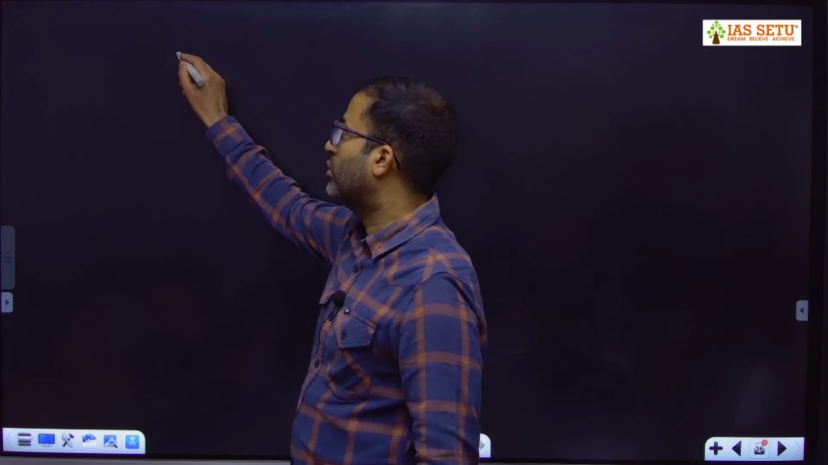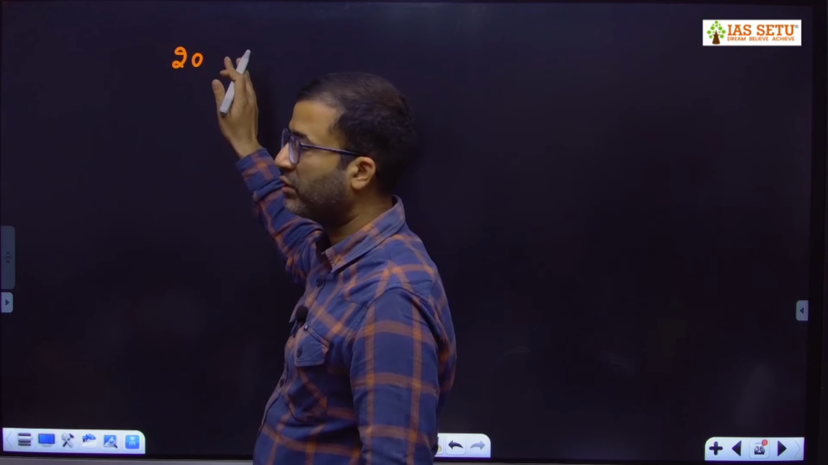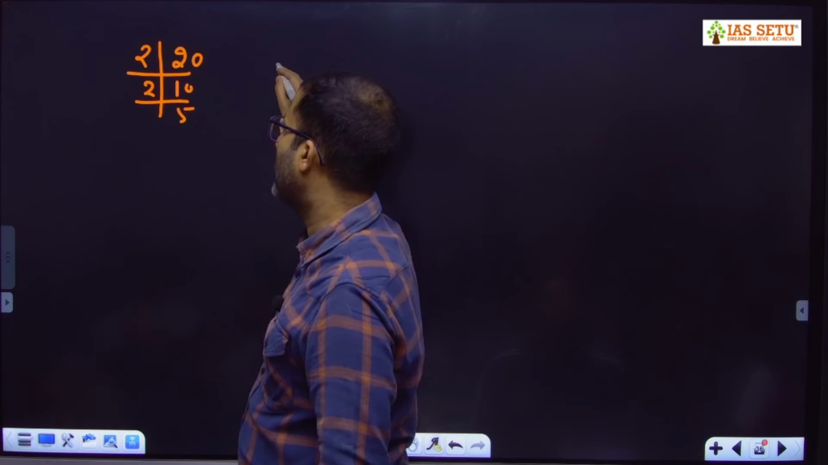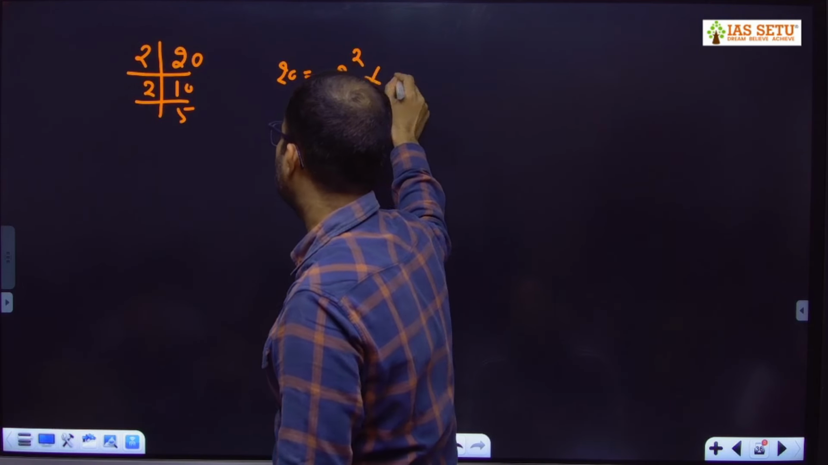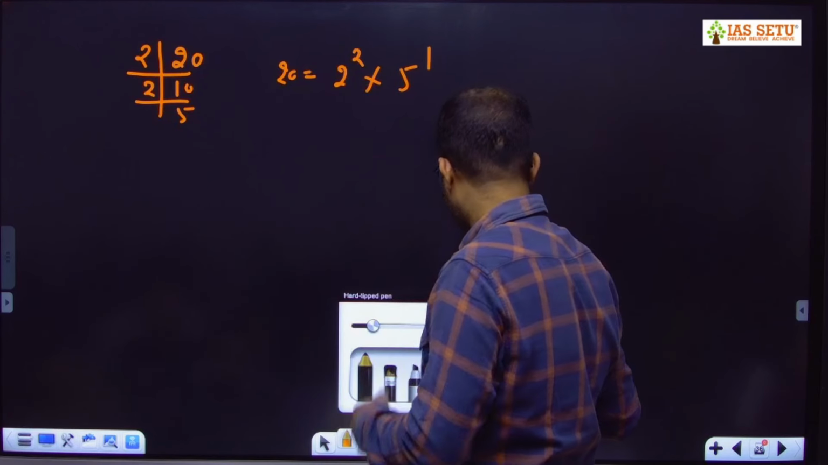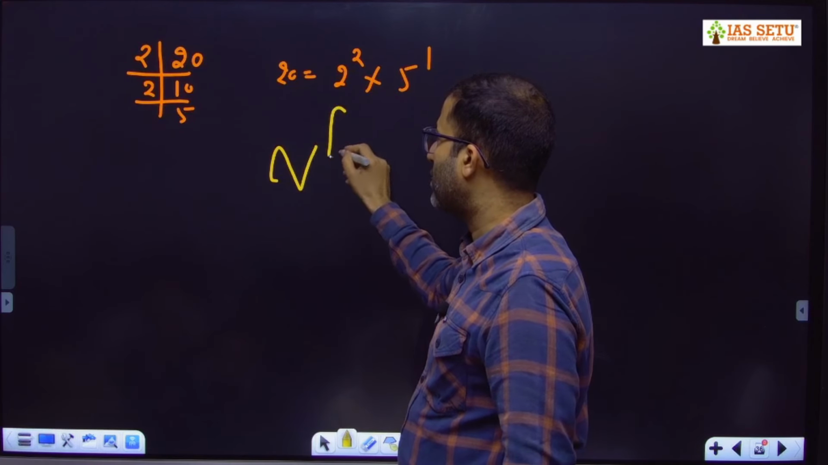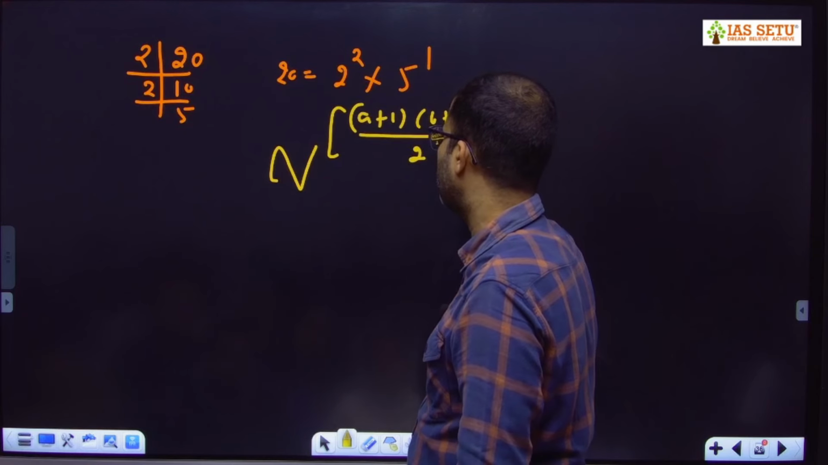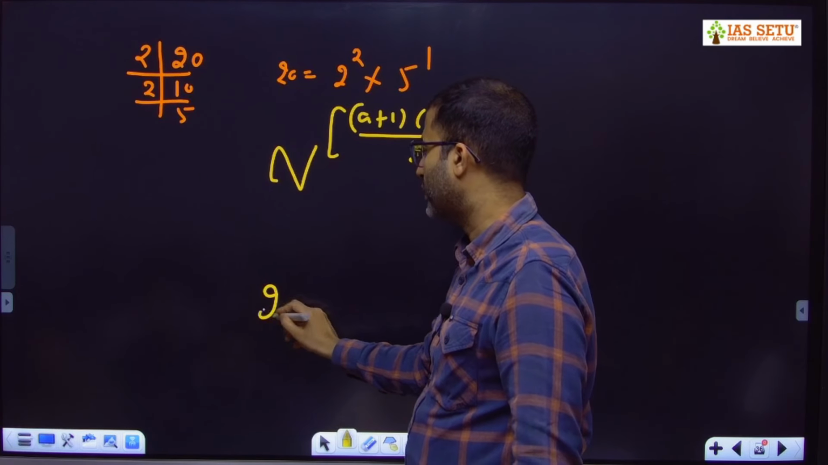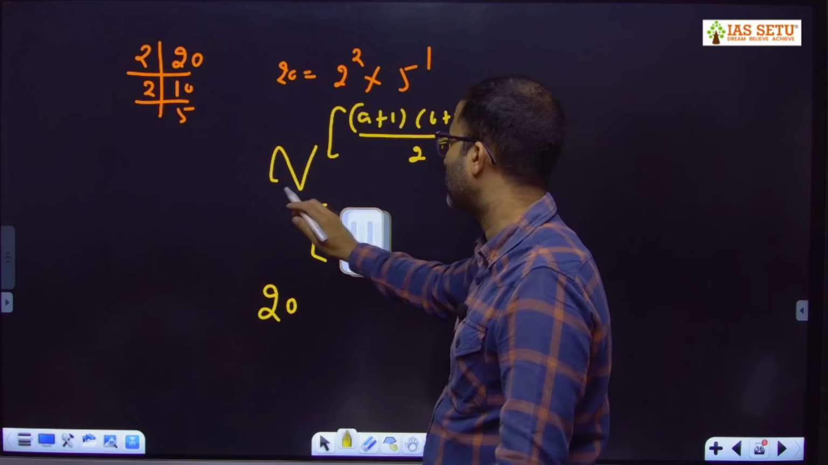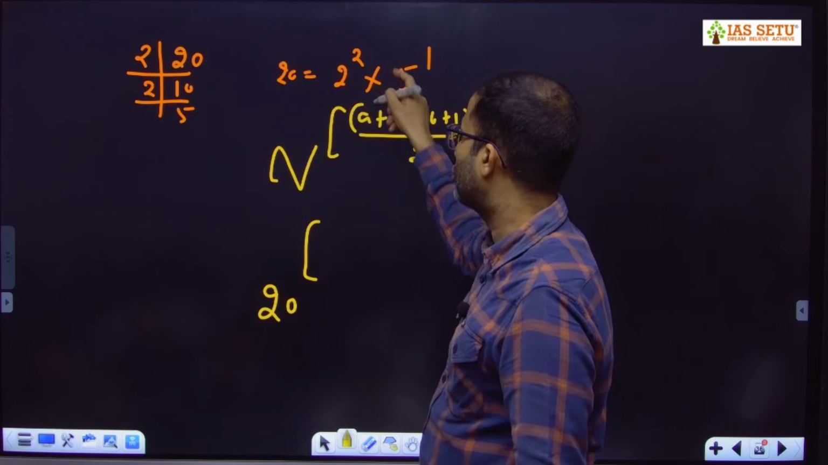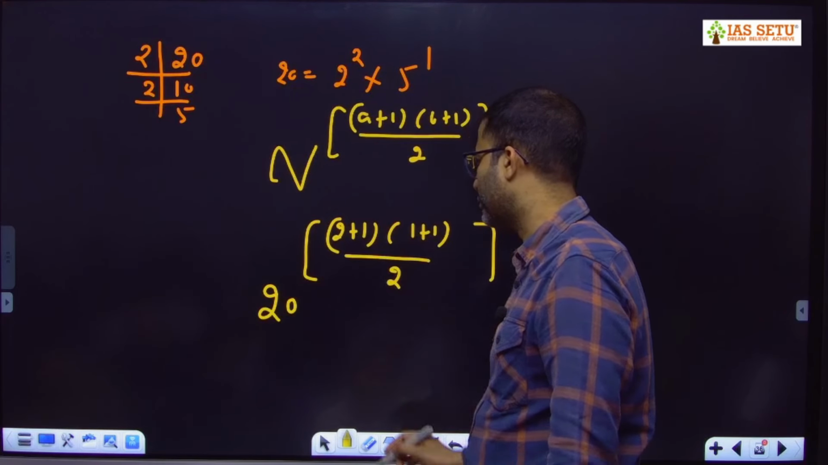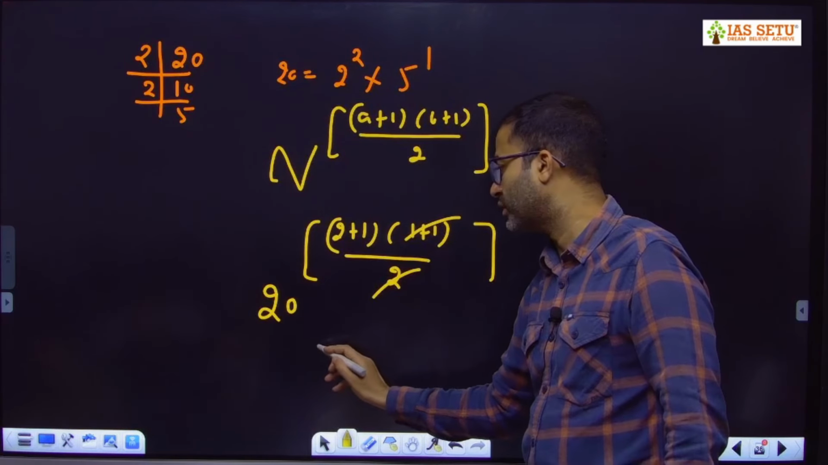Like I take question 20. It is asked: what is the product of the factors of 20? 2 common 10, 2 common 5. So 20 is 2 to the power 2 into 5 to the power 1. So our formula is n to the power (A plus 1) into (B plus 1) and so on, divided by 2. What is the number? 20. And what will come in the power of 20? So this is (2 plus 1) into (1 plus 1) divided by 2. So 2 cancels 2, 20 to the power 3.